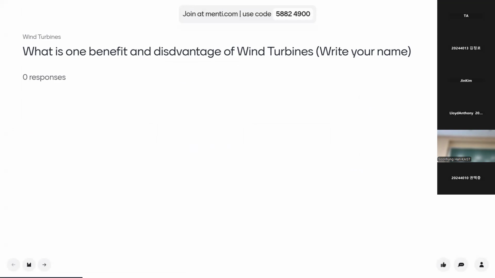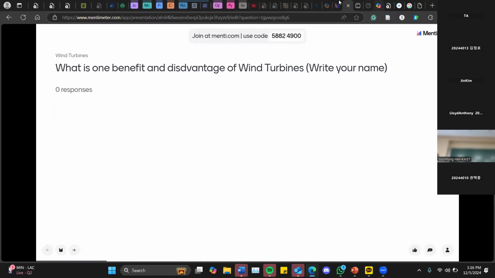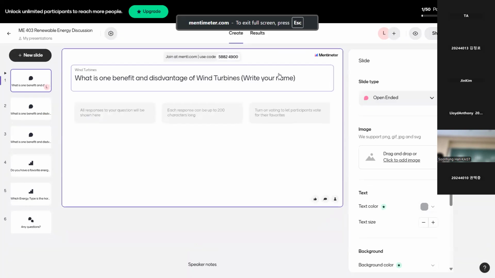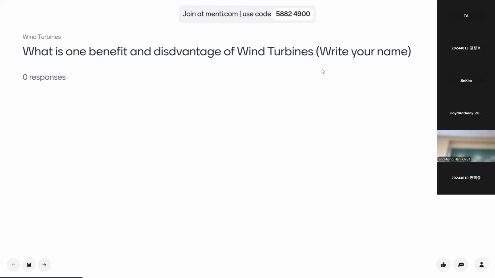Okay, finally, we're here. So on your devices, is it possible for you to log into mentimeter.com? Just type in mentimeter.com and you're gonna put in this code. The number is, and you write down the board, it's gonna be on the top of the screen. So it's 5882490. Is everyone in? Good.